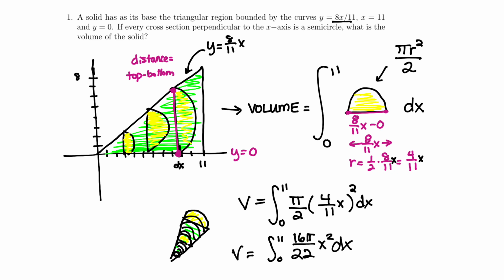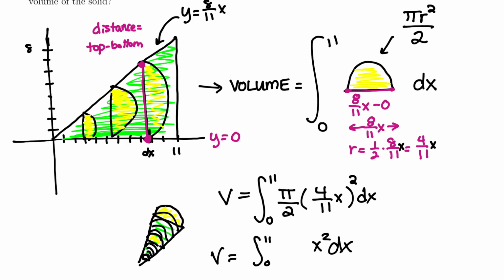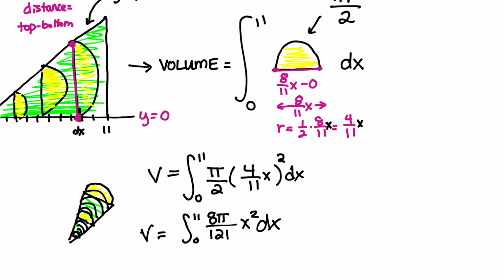I did not square the 11. Let's try that again. So 16 divided by 2 is going to give me 8 pi over 11 squared, which is 121. And then we're going to integrate that. So it's going to be 8 pi over, what's 121 times 3? What's that, 363? Yeah.